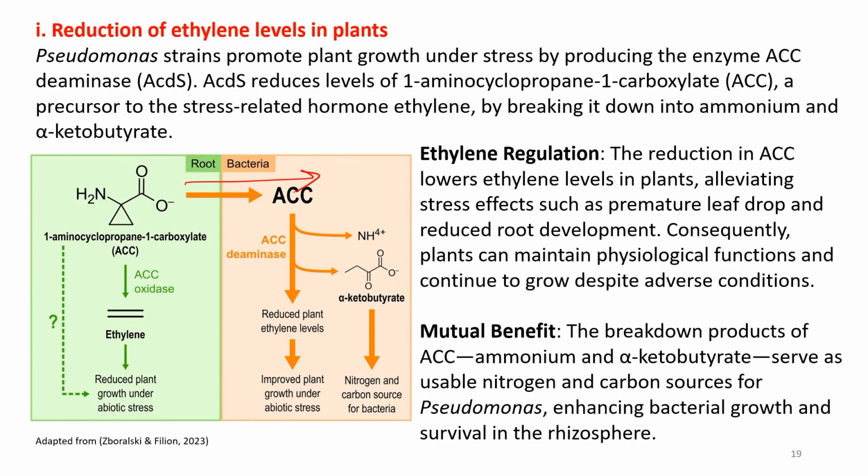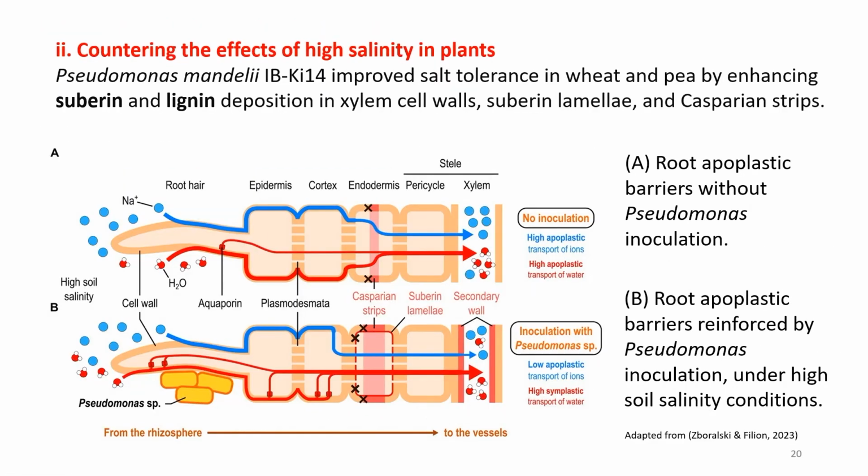The reduction in ACC lowers ethylene levels in plants, alleviating stress effects such as premature leaf drop and reduced root development. Consequently, plants can maintain physiological functions and continue to grow despite adverse conditions. Now, there is a mutual benefit over here. The breakdown products of ACC, ammonium and alpha-ketobutyrate, serve as a usable nitrogen and carbon source for Pseudomonas, enhancing bacterial growth and survival in the rhizosphere. So, they have a mutualistic benefit over here.